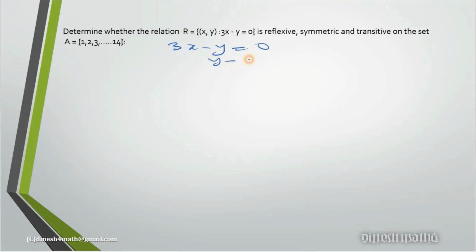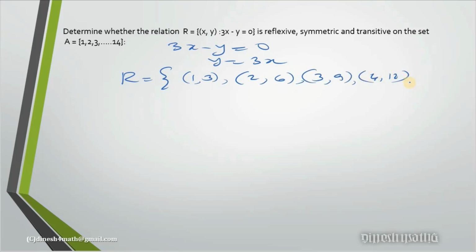So this will give you y = 3x. Try to write the relation in ordered pair form. When x is 1, y will be 3. When x is 2, y will be 6. And 3 gives 9, 4 gives 12, and 5 gives 15. There is no 15 in the set, so you can stop. You don't need to write all the elements in roster form. Try to write at least two to three elements. That will clearly give you an idea how the elements are coming.